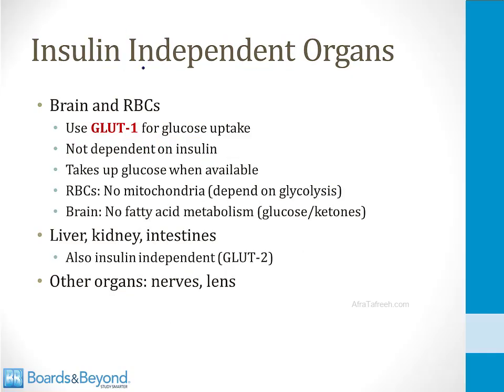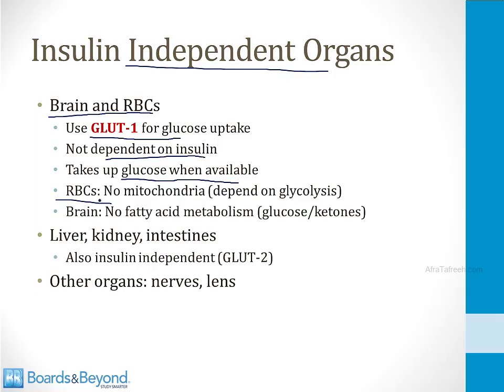Many other organs and tissues are called insulin independent. Two of the very important ones are the brain and the red blood cells, which use the GLUT1 transporter for glucose uptake. This transporter is not dependent on insulin, and it will take up glucose whenever it's available in the plasma. This is important for red blood cells because they lack mitochondria and cannot perform oxidative phosphorylation, so they are entirely dependent on glycolysis to meet their energy needs.